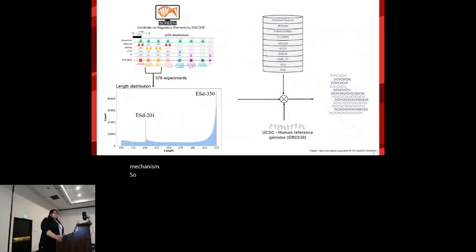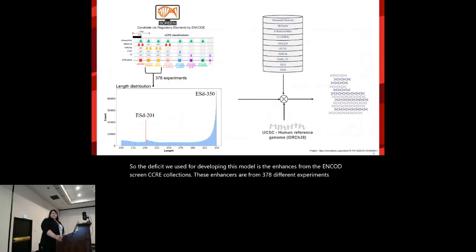So the dataset we used for developing this model is the enhancers from the ENCODE SCREEN cCRE collections. These enhancers are from 378 different experiments on various cell lines, tissues, primary cells, etc. Based on the data quantity, and also to learn the length dependency, we created two datasets, namely ESD201 and ESD350, which contain enhancer regions of their respective length. With this positive set of enhancers, along with some additional enhancer data from public databases, we created the negative set, which is the non-enhancer set from the human reference genome.